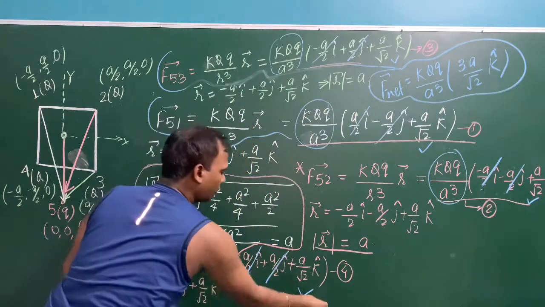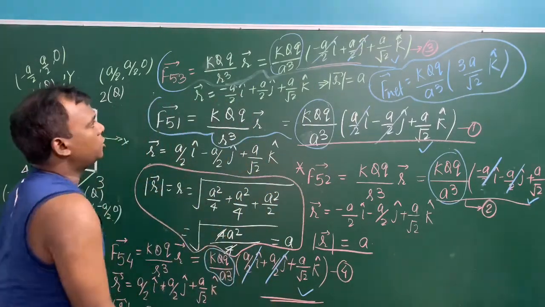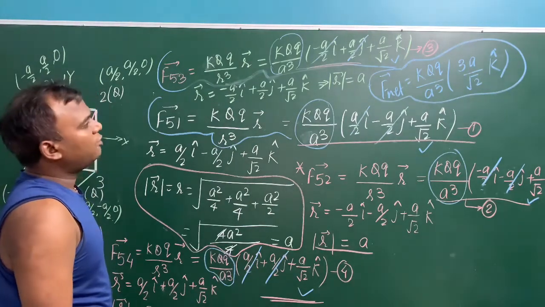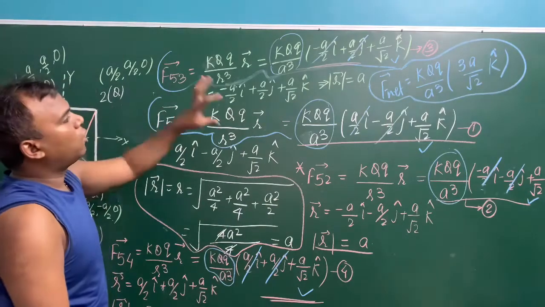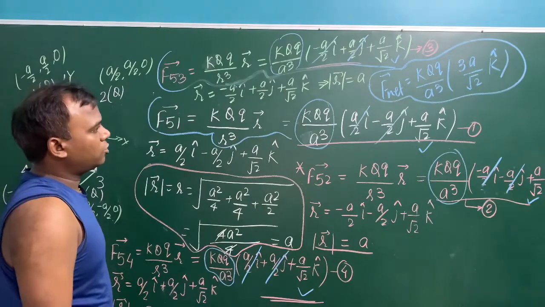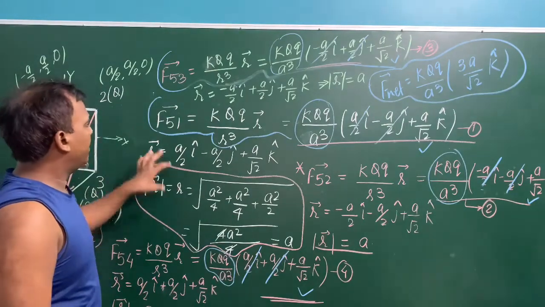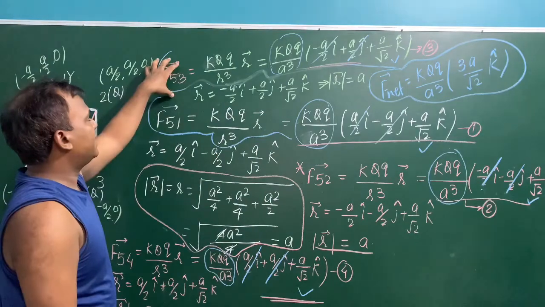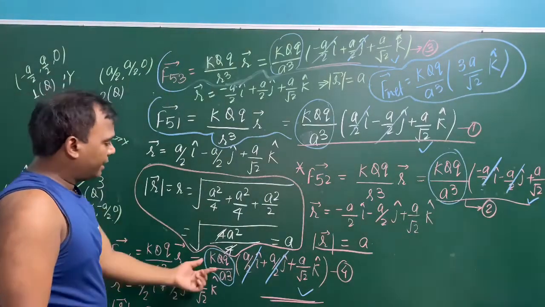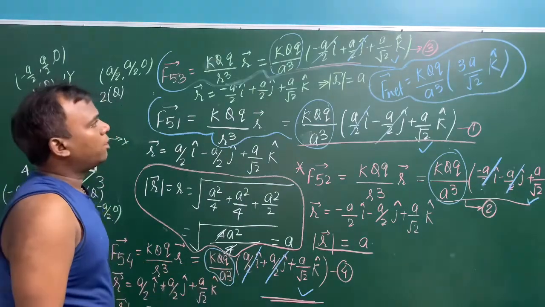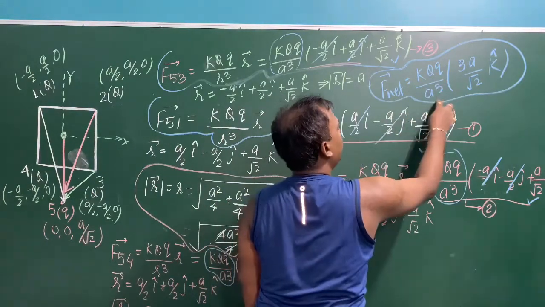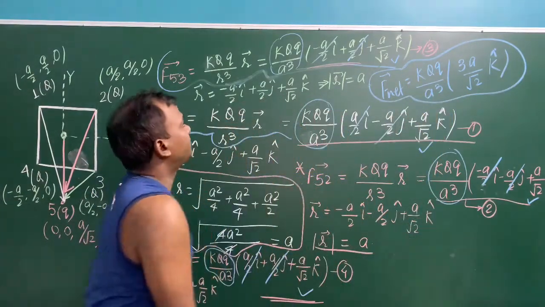So now using superposition principle, we will get total force on fifth charge due to all other charges. So we will use vector sum of these forces. So the net force will be F51 plus F52 plus F53 plus F54. Now look very carefully. K capital Q small q by a cube is common in all the terms.